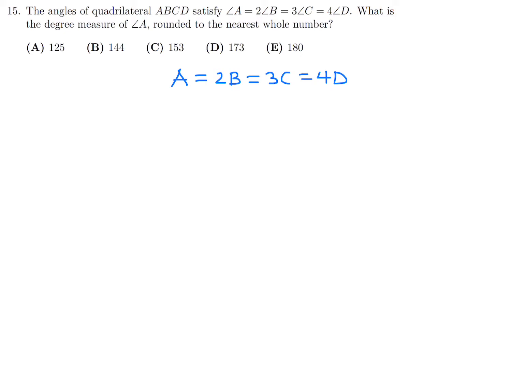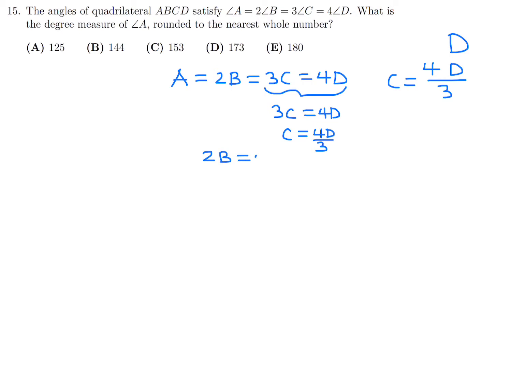Well, we have D by itself, that's fine. 3C is equal to 4D. So that means C is equal to 4D over 3. So that's my C.